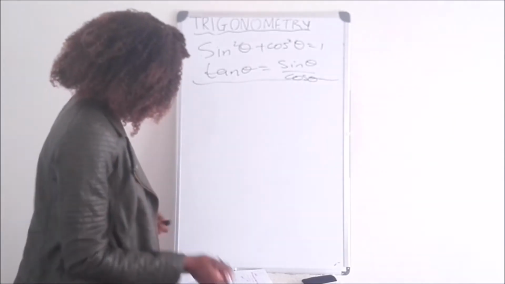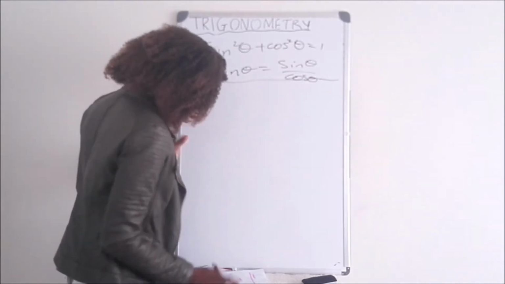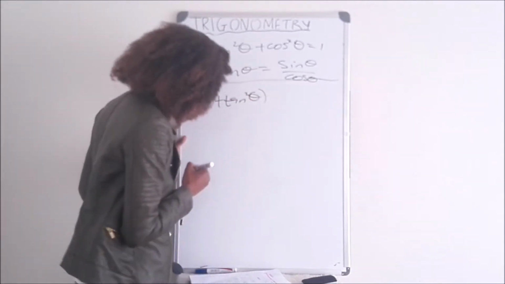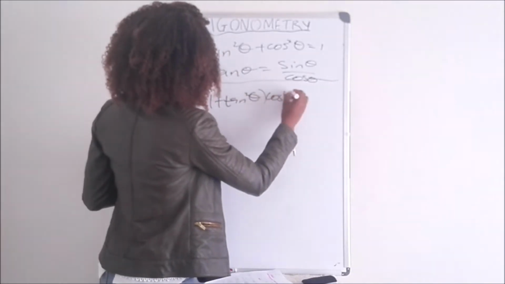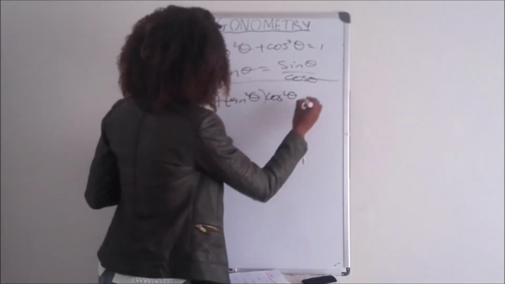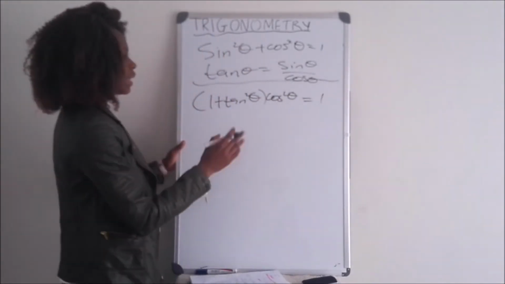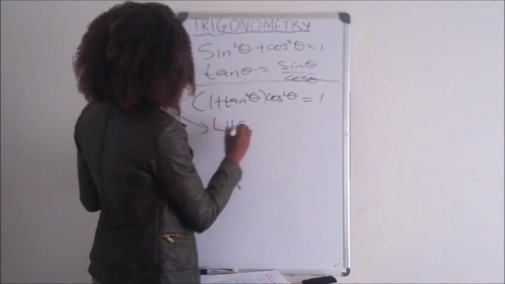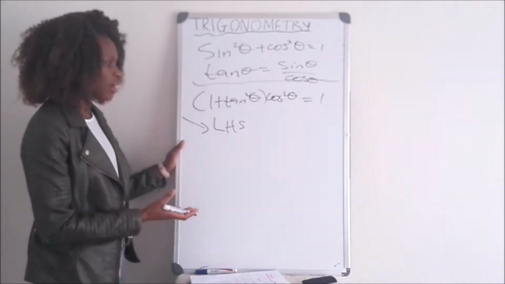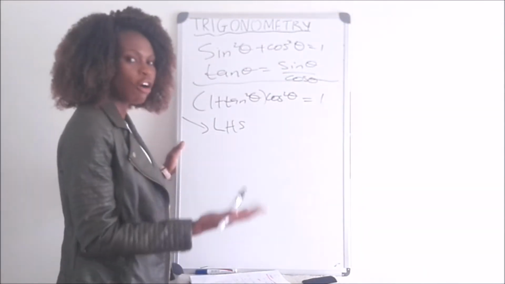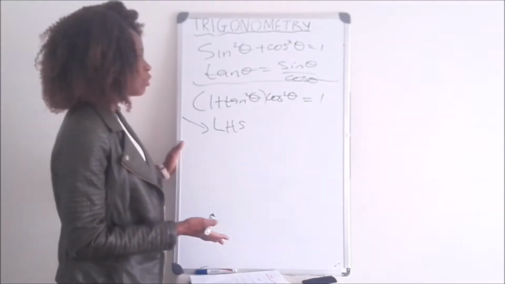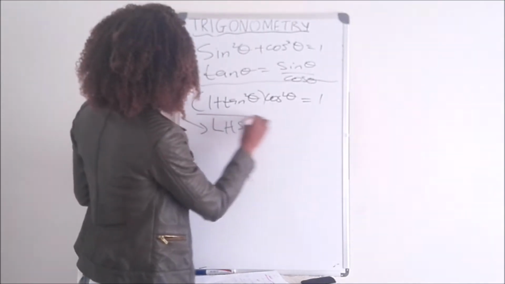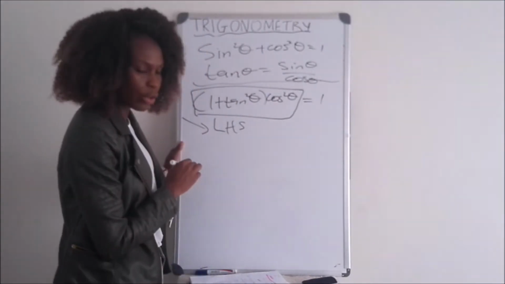All right. The first question says that we must prove that 1 plus tan squared theta multiplied by cos squared theta is equals to 1. So this is the left hand side and that's the right hand side. Then we are going to be proving from the left hand side. You must always notify that you are proving either from the right hand side or from the left hand side, so that the marker who will be marking your paper can know which side to focus at. From now we are looking only at the left hand side of the equation.